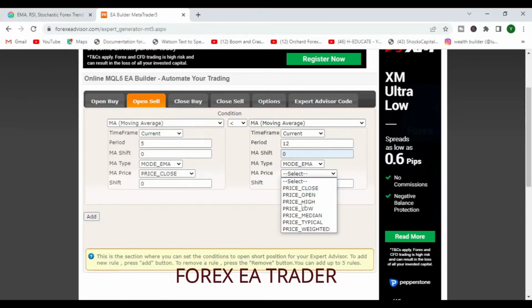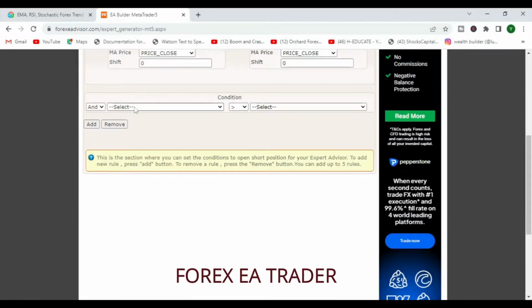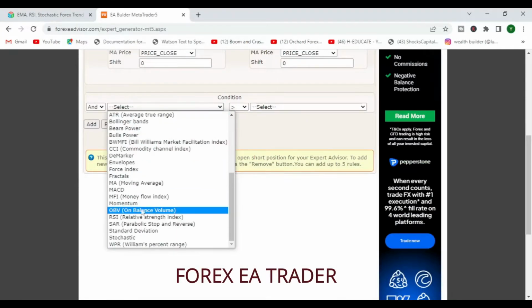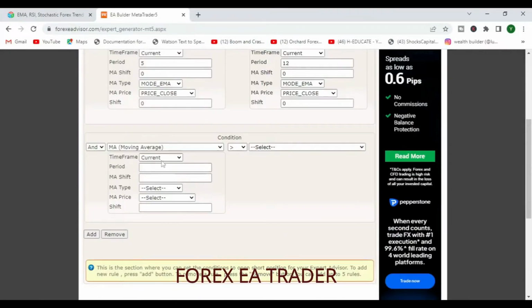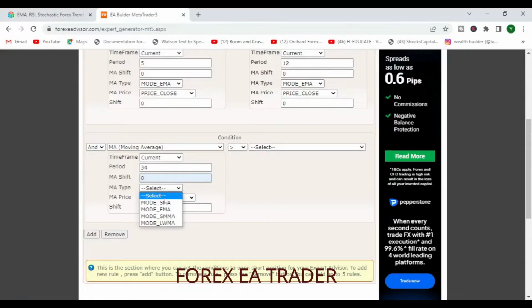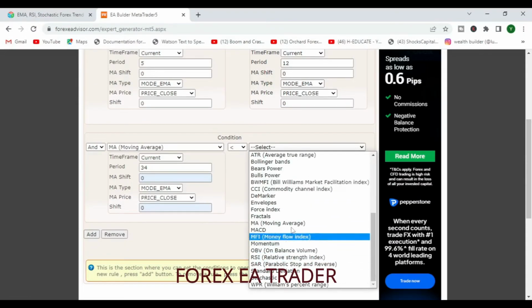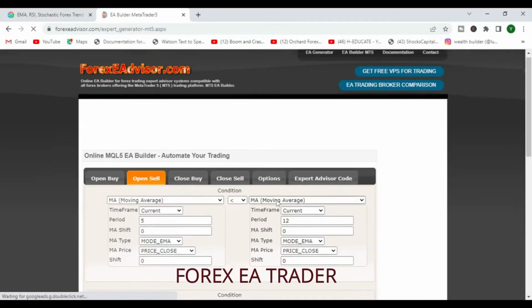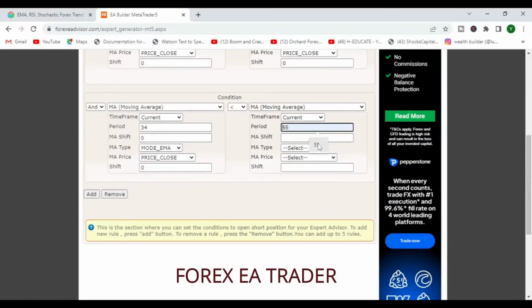It's going to be EMA. Price is going to be close. Shift is going to be 0, and we're going to add another one, which is going to be 34. 4, 0. Yeah, we're basically doing everything that we did with the open buy, and we're just changing this arrow direction. Below 5.